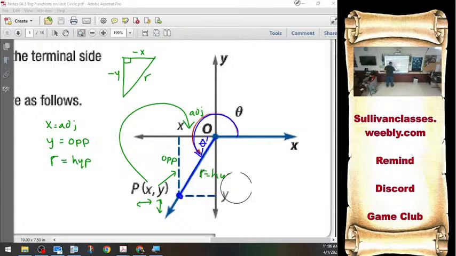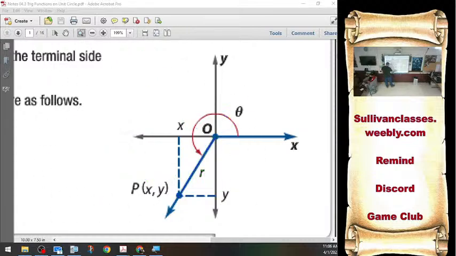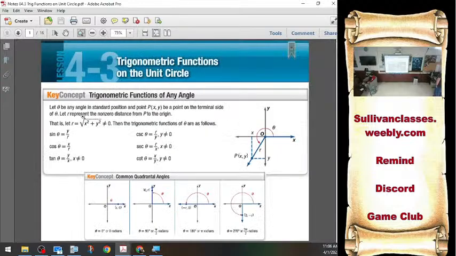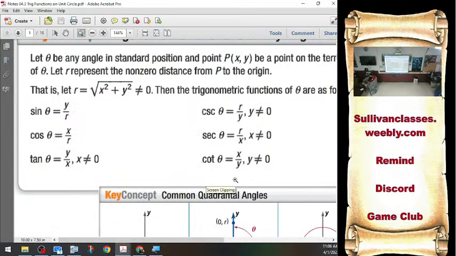And if I have those, and opposite, adjacent, hypotenuse can be rewritten as X, Y, and R, you get coordinate shortcuts, so you don't have to draw the triangle anymore. Sine is Y over R. Cosine is X over R, and on and on. I want you to look at the tangent, cosecant, secant, and cotangent functions.